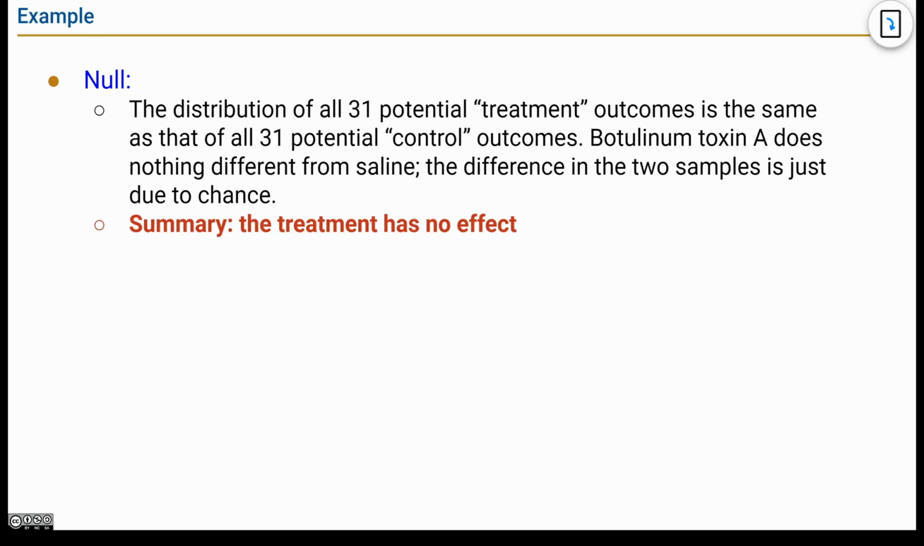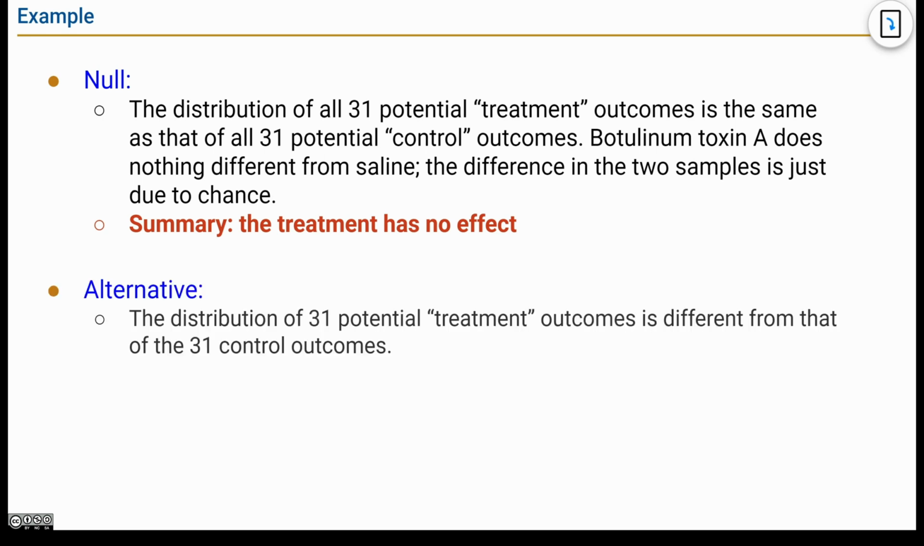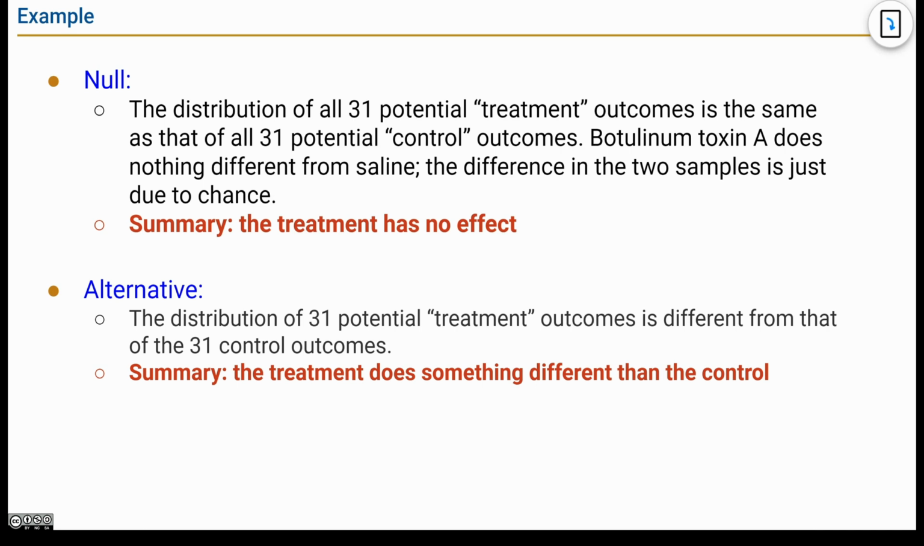And we can summarize this. Usually what you'll hear said is a quicker summary: the treatment has no effect. My alternative is no, there is some effect. It is standard, and especially in medical studies, not to choose a direction. So we are just going to test that the treatment does something different than the control. I'm not specifying that the treatment helps, just that it's different.